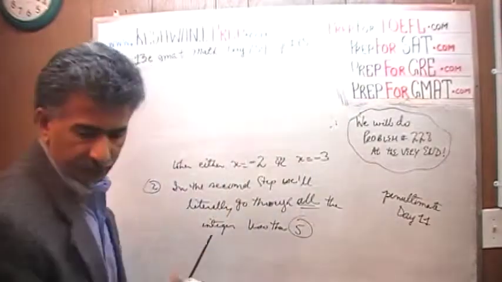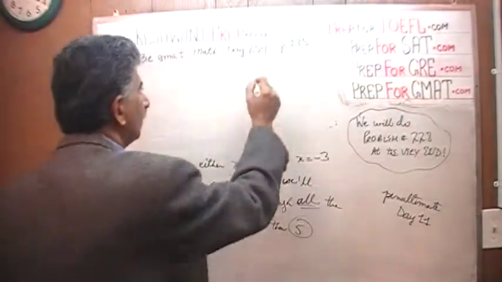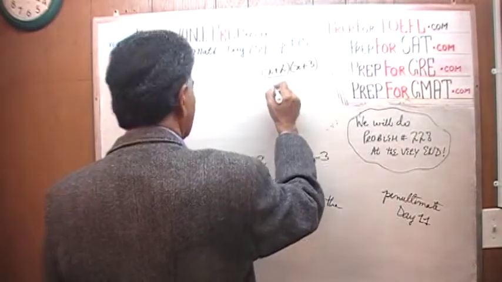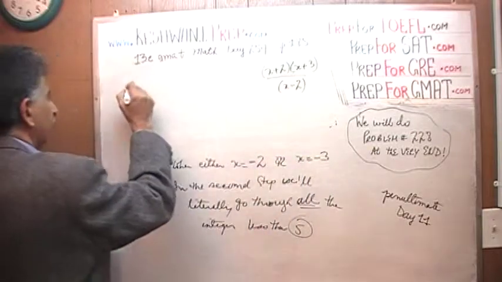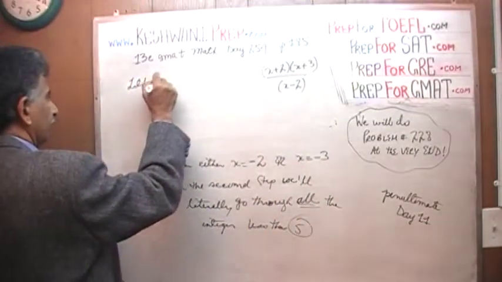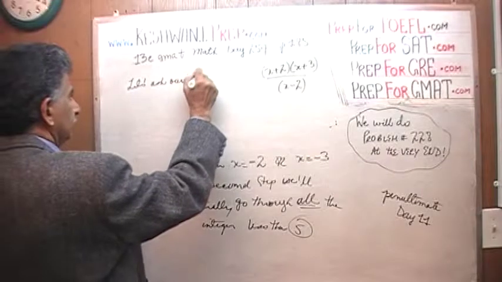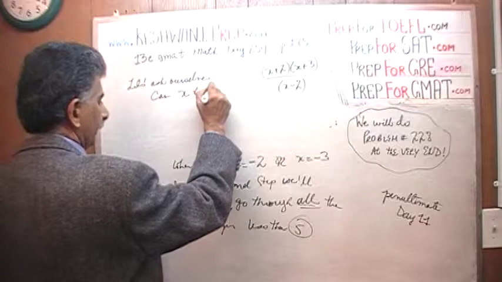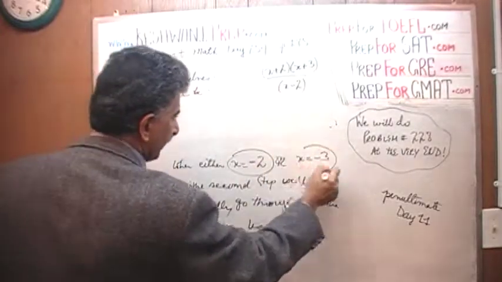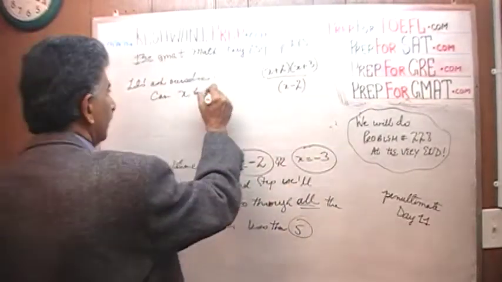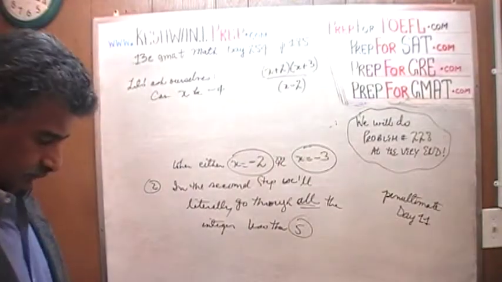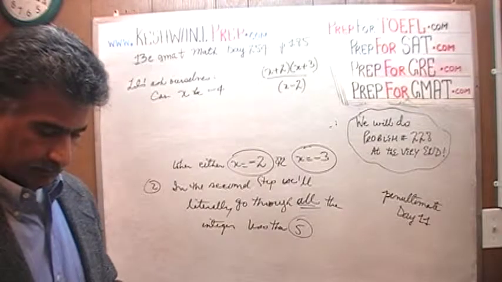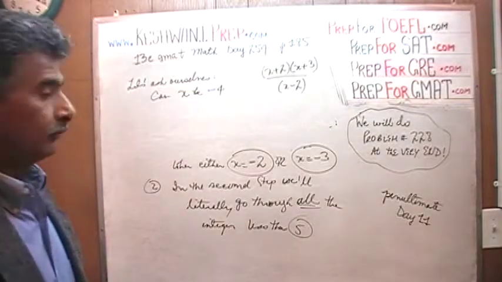The expression is x plus 2 times x plus 3 over x minus 2. Let's ask ourselves, can x be, we already found that it can be negative 2 and it can be negative 3. Can x be negative 4? Let's find out, shall we?